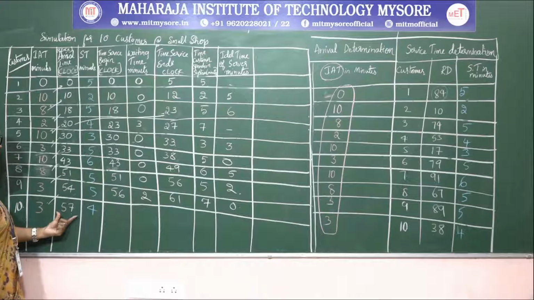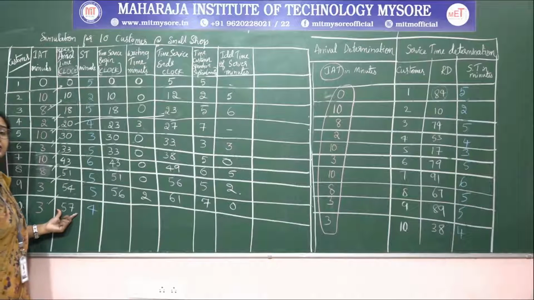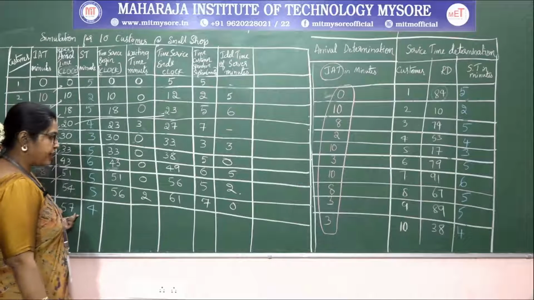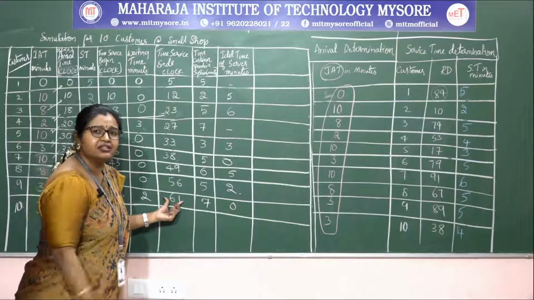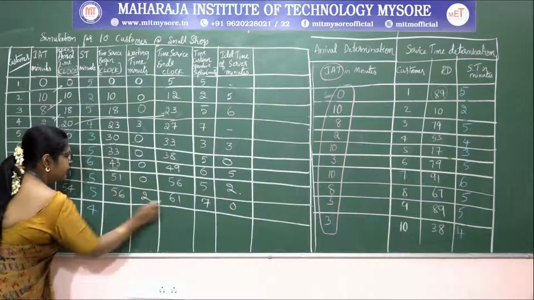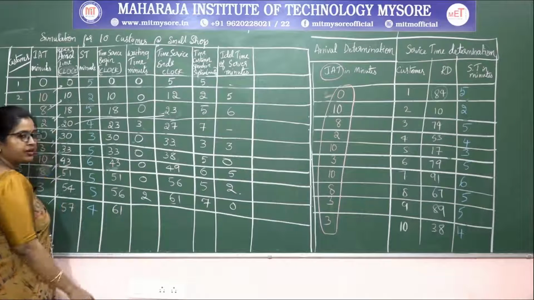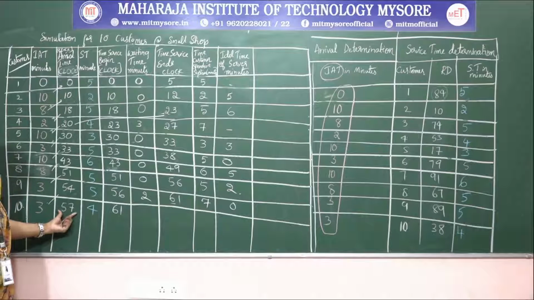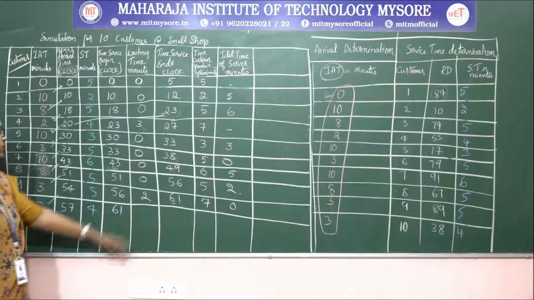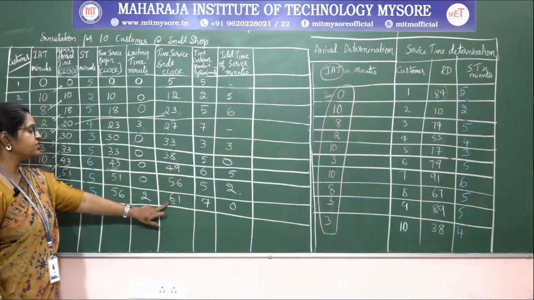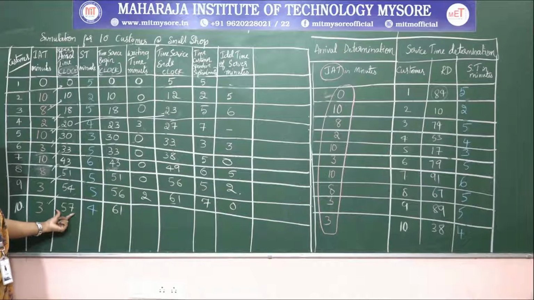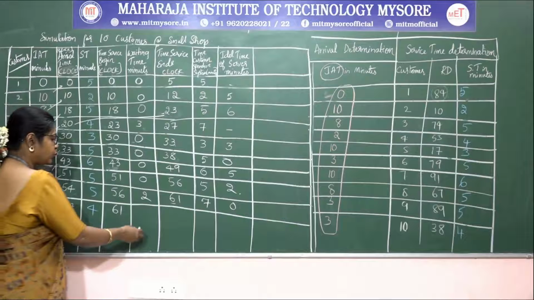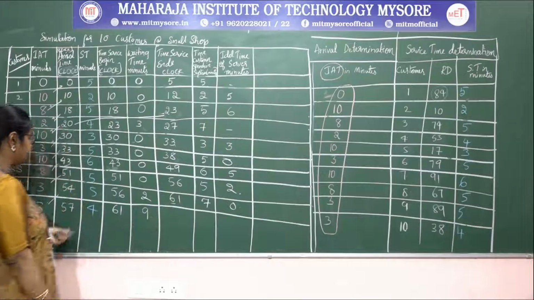Next, the 10th customer is arriving at the bank by the 57th minute, but the previous customer is still taking the service. Therefore the service will begin at the 61st minute. So for that, waiting time will arise: up to the 61st minute he needs to wait. He arrived at the bank by the 57th minute itself, so now he needs to wait, right?